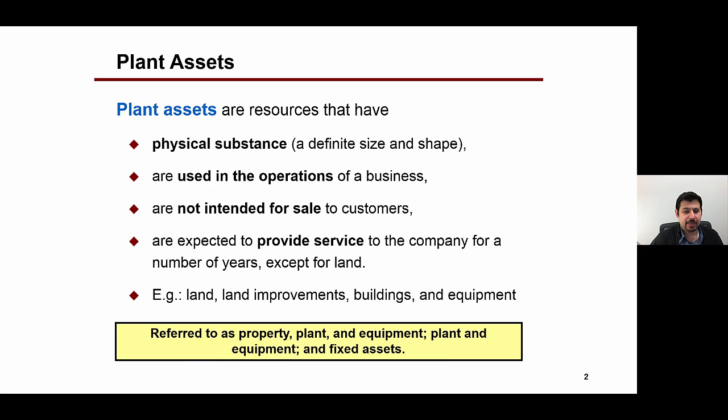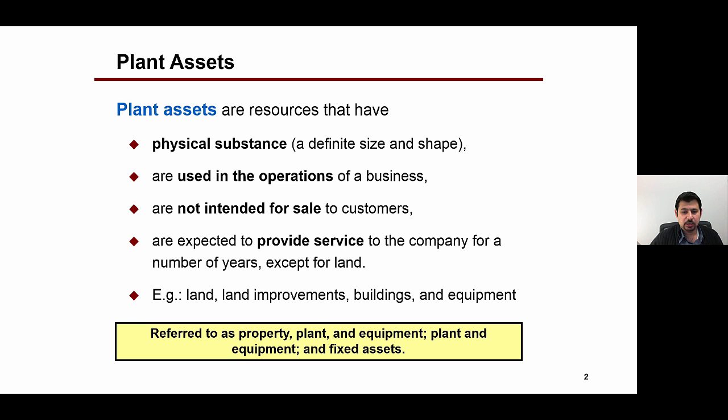So to start with, plant assets, these are resources that have certain characteristics. First of all, they must have a physical substance. They cannot be intangible, so they have a physical substance, and they must be used in business activities. So they have to be used in operations and cannot be used for sale purposes.